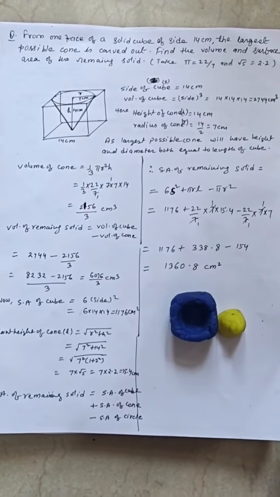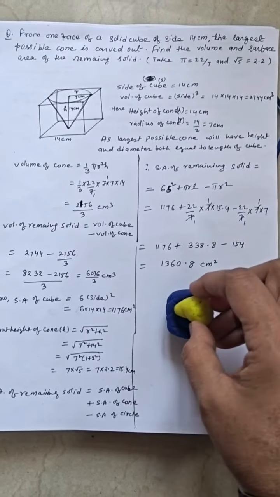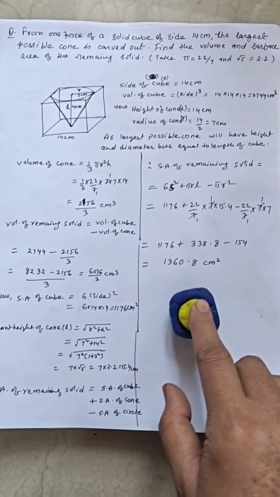Okay. Here also I have taken one model for this. This is a cubical shape from where I have taken out this conical shape. Okay, so this is the situation.